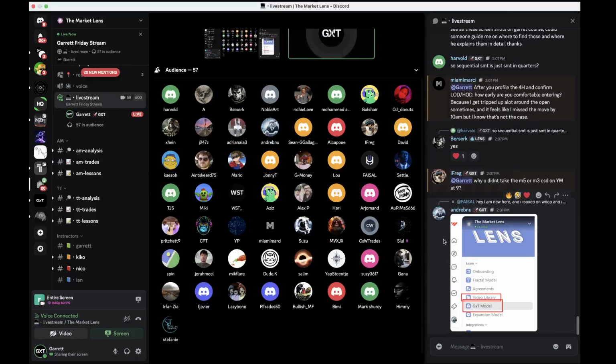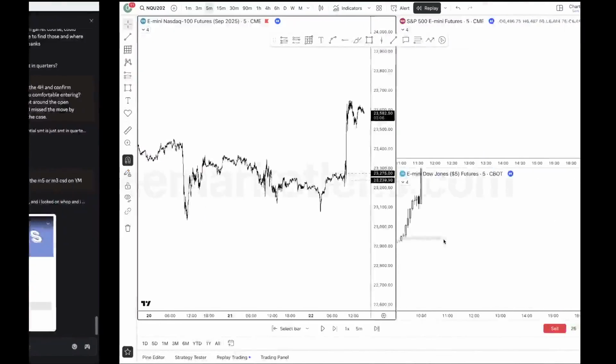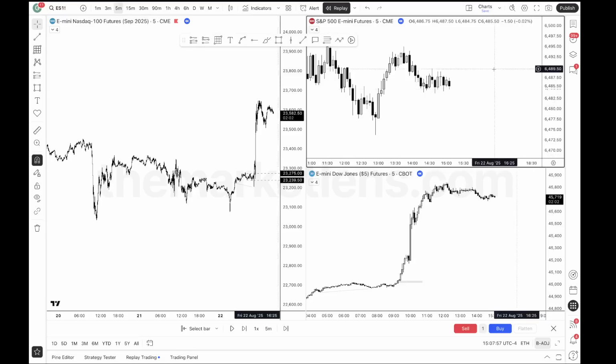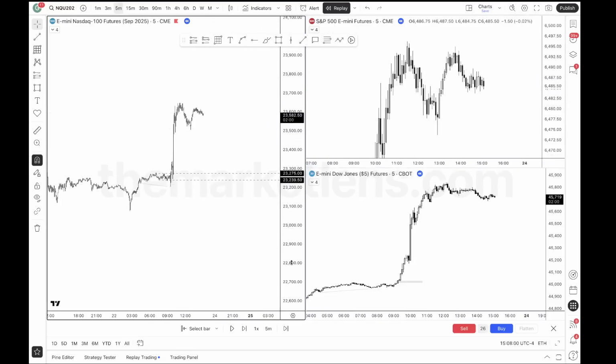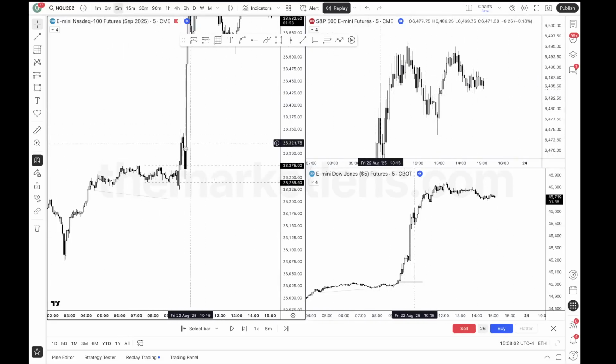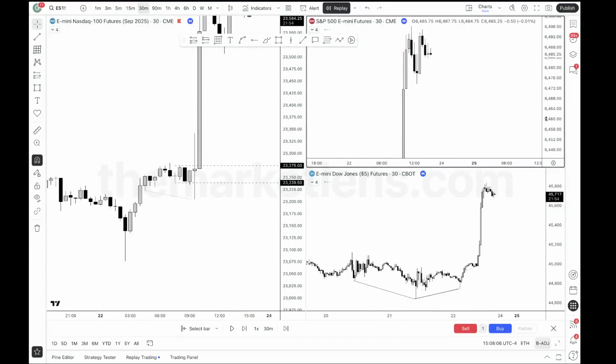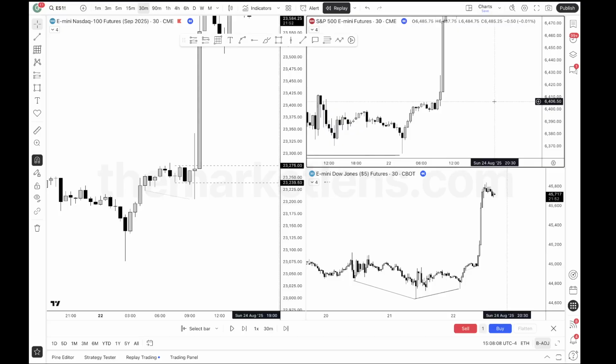Why didn't you take the 5-minute, 3-minute CSD on YM at 9? Because you want to wait. So when you're entering prior to a driver, I'm not trying to enter high in a range, right? You see how high it is in the range? We could have easily potentially retraced or whatnot. So you don't want to be entering high in the range prior to a driver like that, right? And if I'm going to take entry right before 9:30, I'm going to do it right before 9:30. I'm not going to do it 8:30, 8 o'clock.